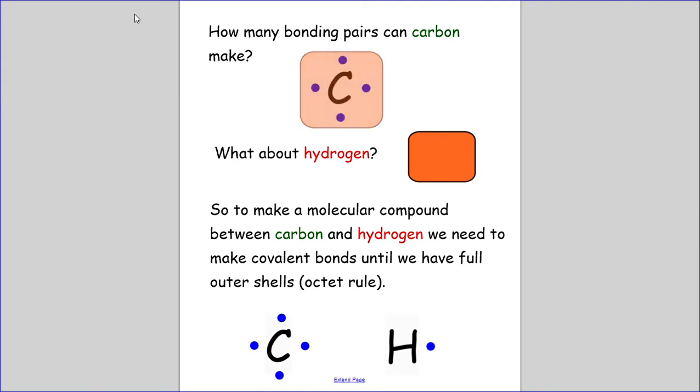Carbon itself can make 4 bonding pairs. We can see that as we start to go through its 4 valence electrons. Hydrogen, on the other hand, can only make 1. So to make a molecular compound between carbon and hydrogen, we need to make covalent bonds until we have full outer shells, and that's from our octet rule. So carbon and hydrogen are going to want to make bonds together, basically. If carbon has these 4 valence electrons around the outside, and I started introducing hydrogens into them, that means that I could actually have 4 potential hydrogens fill in those carbon valence electrons.